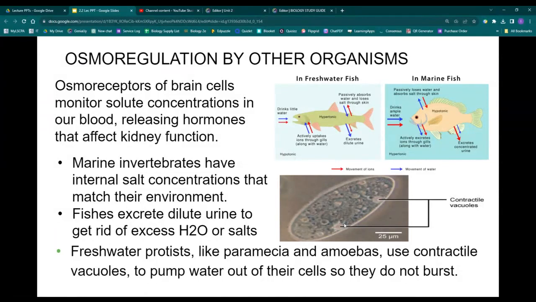Protists, like the paramecia or amoeba, are going to use vacuoles to pump water out of their cells so that they don't burst. So water is constantly being pushed into the cell, and it has these contractile vacuoles that act as a pump to pump it out.